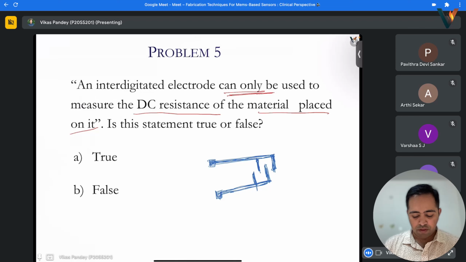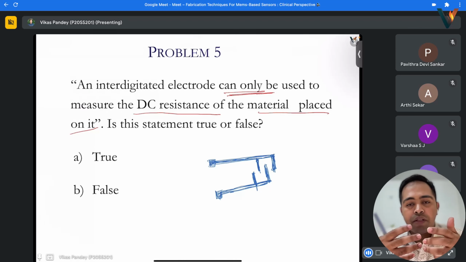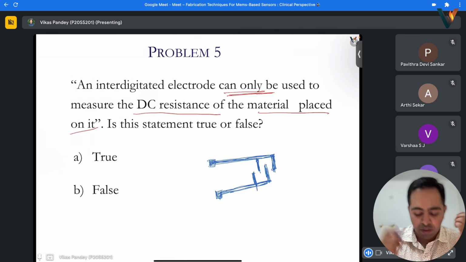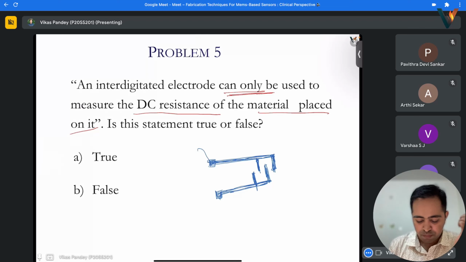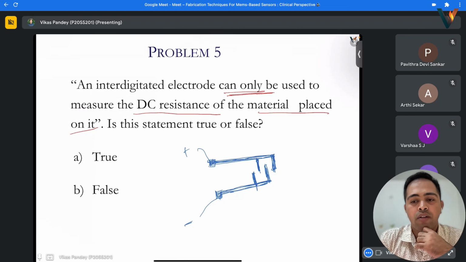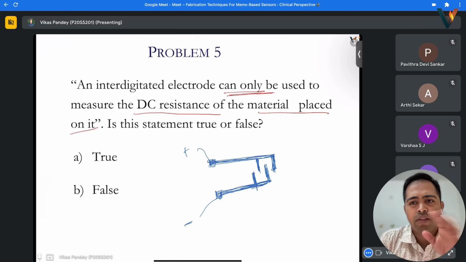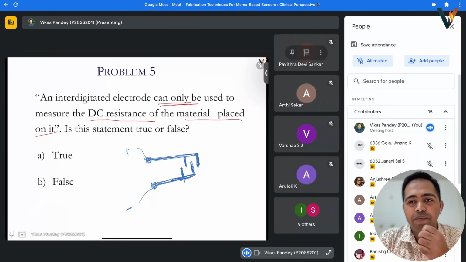So as we know, if we have such a finger, will there be any current flowing if we connect this to a positive and this to a negative? Will there be any current flowing through it? Anyone? These are very basic things, right? Please speak up.